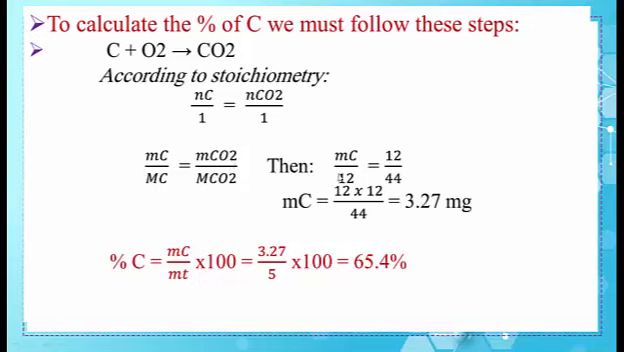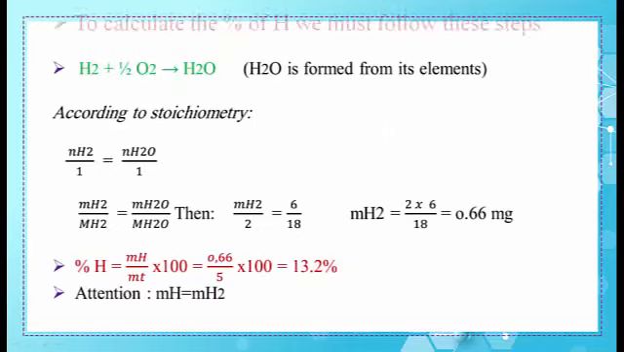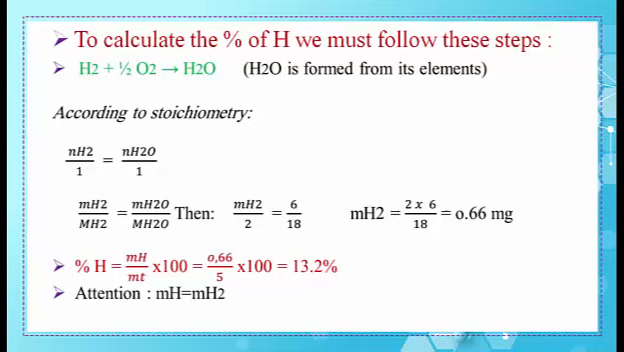The molar mass of carbon is 12, the molar mass of carbon dioxide is 44, and the mass of carbon dioxide produced is 12 milligrams. Then the mass of carbon is equal to 12 times 12 over 44 equals 3.27 milligrams. We can now find the percentage by mass of carbon, which is equal to the mass of carbon over the total mass of the compound, times 100, equals 3.27 milligrams over 5, which was given, times 100, equals 65.4%.